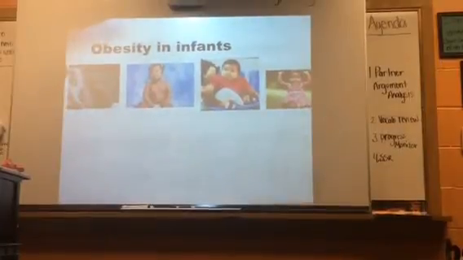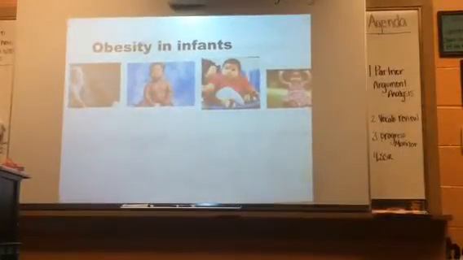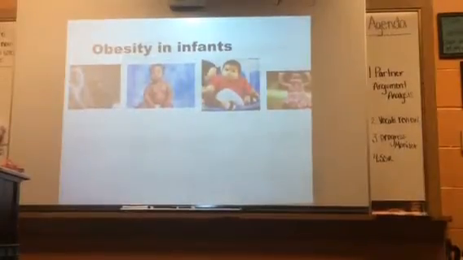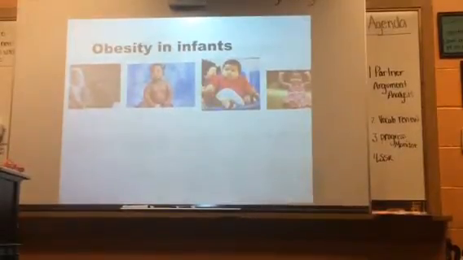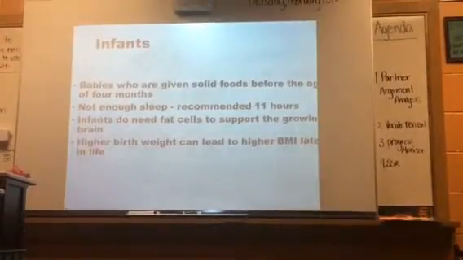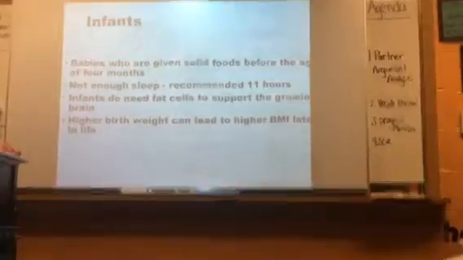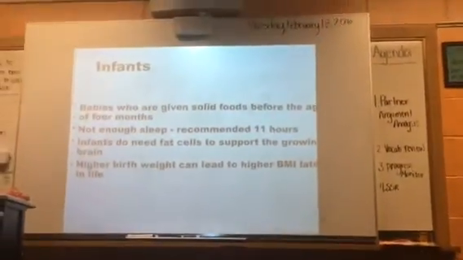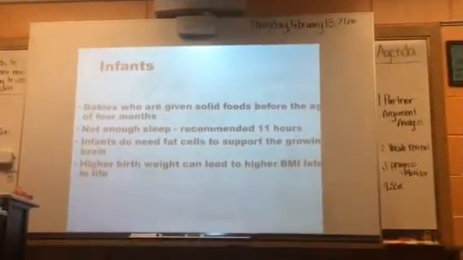Obesity in infants. As you can see, this isn't just exclusive to a certain group or a certain culture or a certain race. Any child around the world can become obese. Obesity and how it affects infants: babies who were given solid foods before the age of 4 months have more of a chance to become obese.